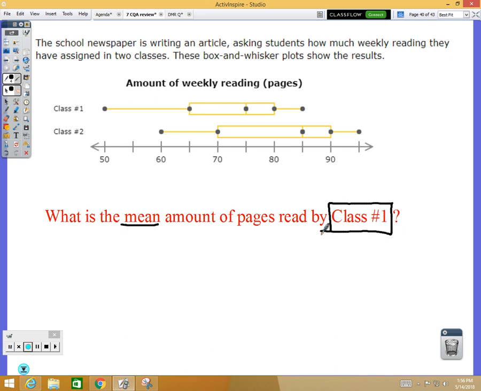So again, attention to detail, mean, class number 1. So I am only looking at the top box and whisker. Where is the mean located? In the middle of the box, or towards the center of the box. So I need to know what is that number on the number line. 75. Very good. Okay. So this class number 2, none of that mattered for this question. It was just there kind of to confuse you. So only looking at class number 1 in the middle of that box.